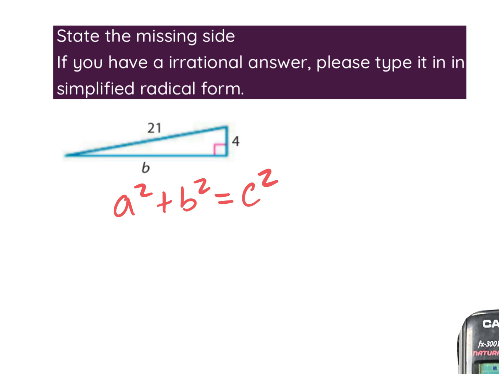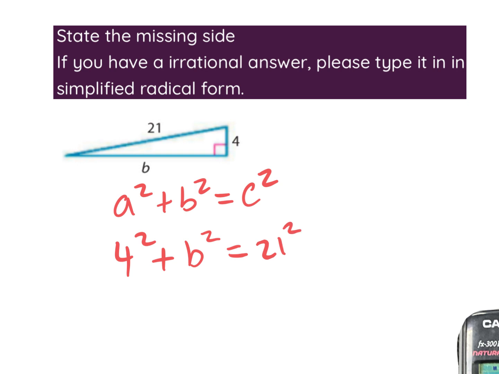So what do I put in place of a? What squared? Anybody? 4 squared. Okay, so let's put 4 squared plus b squared. Do I know what b is? No, we're trying to find what b is. Okay, so b squared equals c squared. What is c squared? Yeah, 21, the side opposite the 90-degree angle. So we're going to put 21 squared.